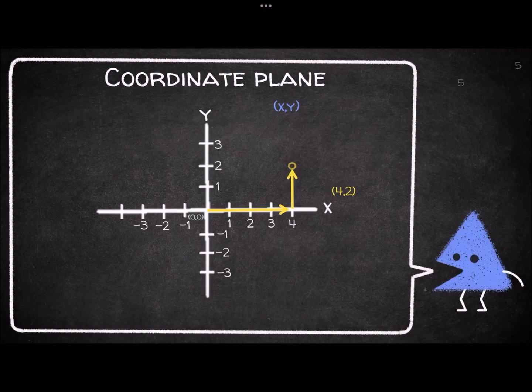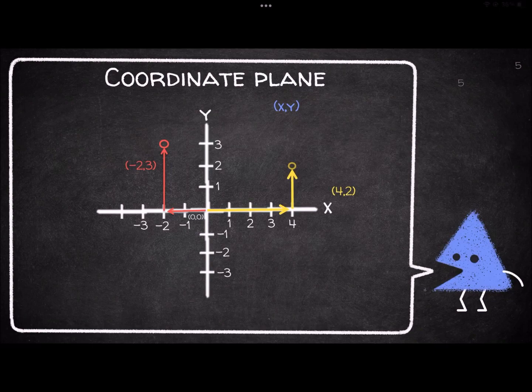Now, if the coordinate is -2 and 3, then it has 2 horizontal units to the left and 3 units up. When the x is positive, it moves to the right. When the x is negative, it moves to the left. And when the y is positive, it moves up. And when the y is negative, it moves down.